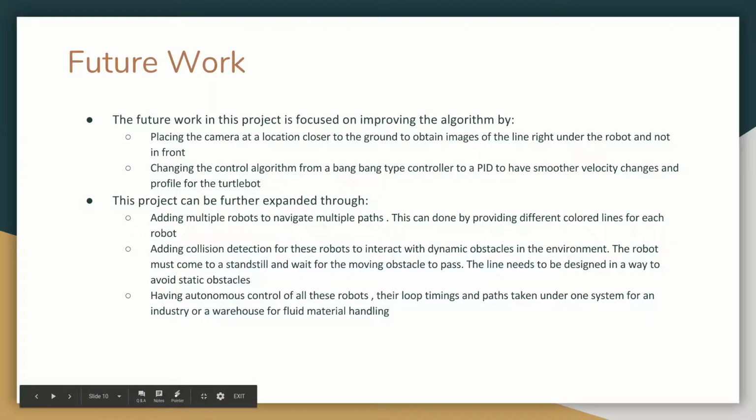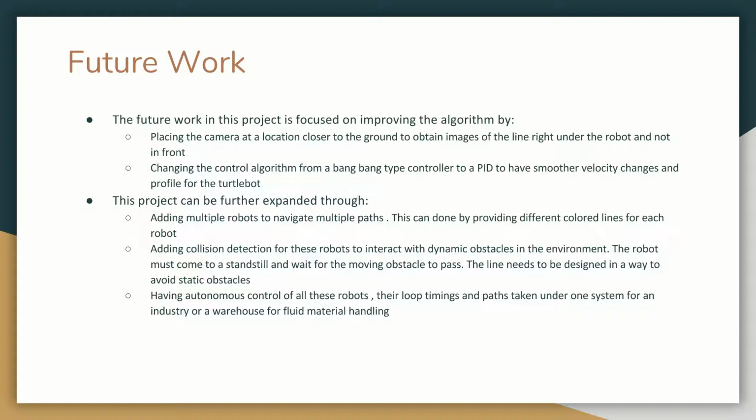To speak a little about the future work, this project is focused on improving the algorithm, like I had mentioned, by placing the camera at a lower location so that the line right below the Turtlebot can be viewed and not something a little ahead of it. This way the masking doesn't have to be so severe and the turnings can be predicted and done a little earlier and smoother.